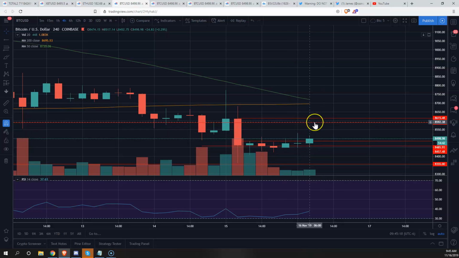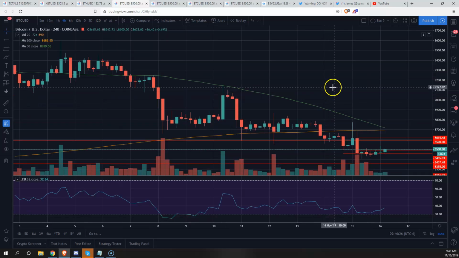What I'm waiting for is I'm waiting for it to get up around 8,600 bucks. And if things still look bearish, that's a position, or an area, that I'm going to look to open a short position. Again, if it still looks bearish at that point. So that's the Bitcoin picture.